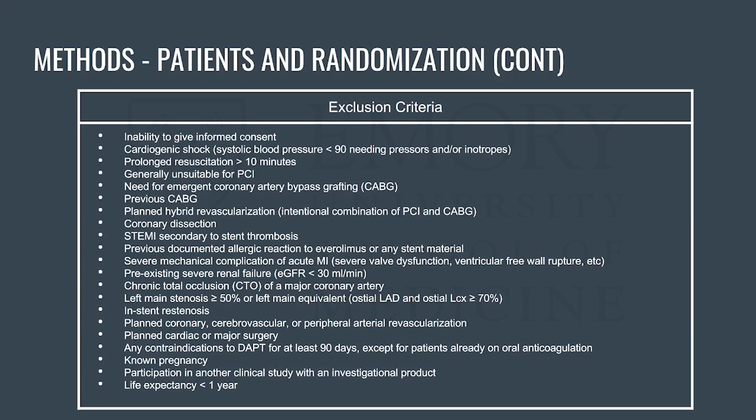No CTOs in this trial, or chronic total occlusions. No significant left main disease or left main equivalent. No in-stent restenoses, no other planned coronary or cardiac surgery. Again, make sure they had no contraindication to DAPT, and had a life expectancy essentially greater than 1 year.